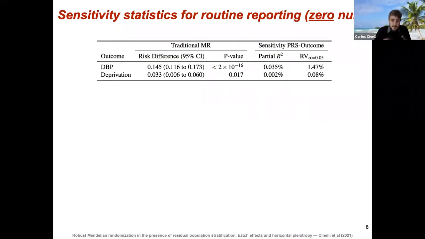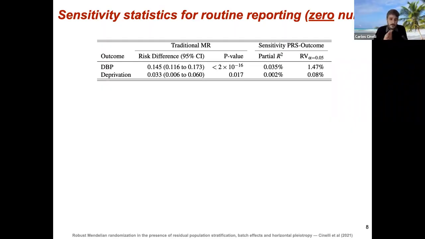So we had these prior studies that found an effect, or quote unquote effect, of BMI on diastolic blood pressure and deprivation. And we're going to ask ourselves, how robust are these effects of BMI on diastolic blood pressure and deprivation to possible residual biases, such as population stratification, batch effects, or horizontal pleiotropy?